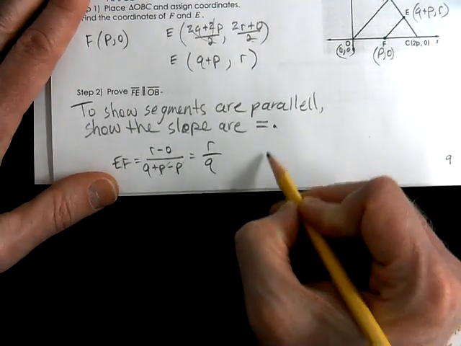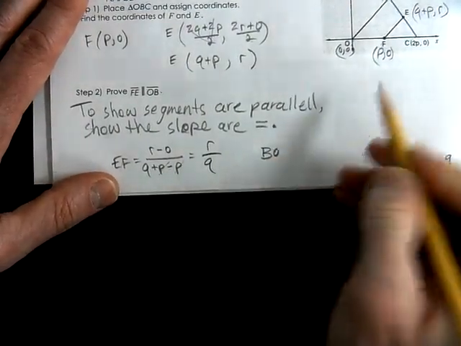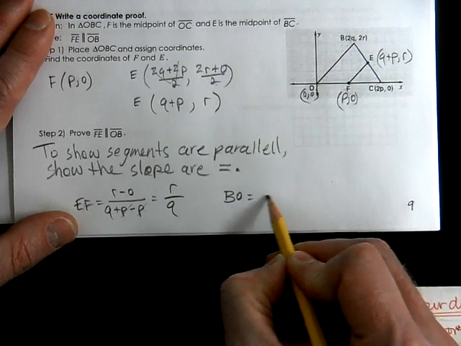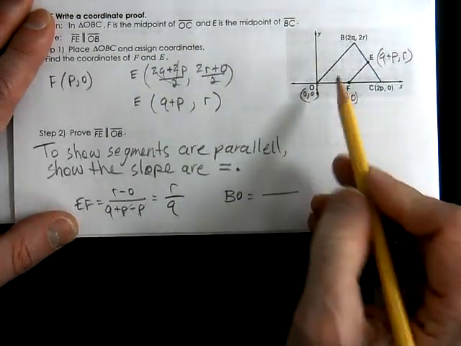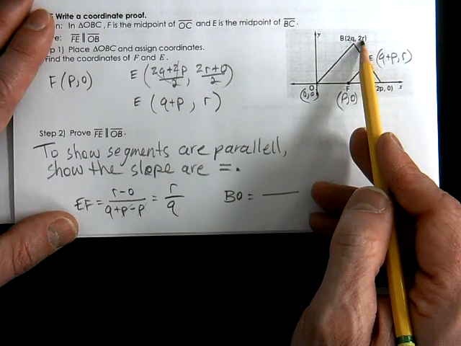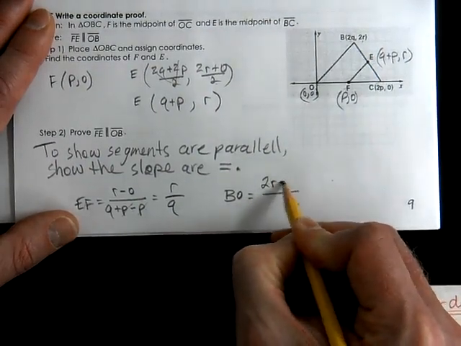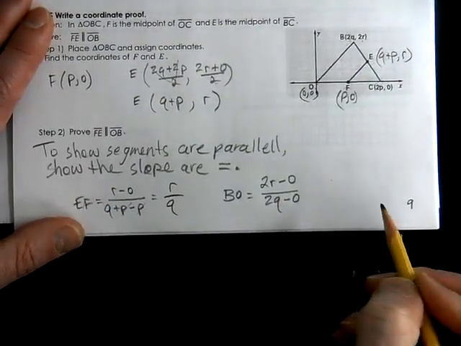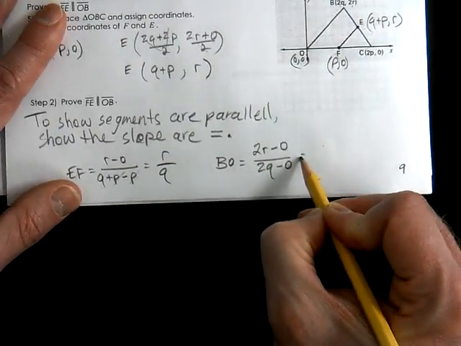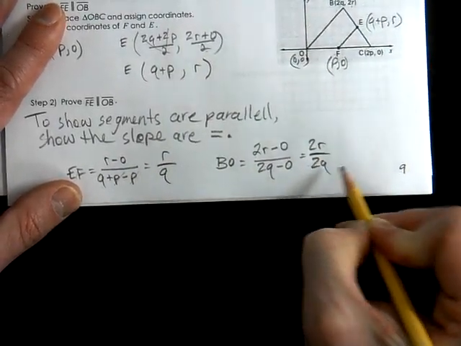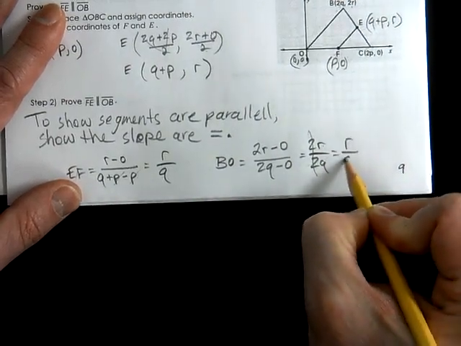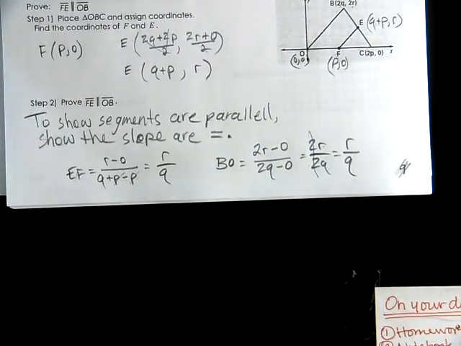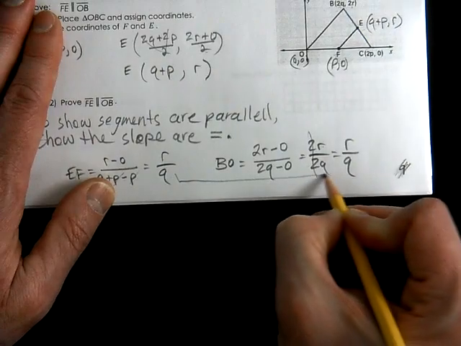And our last one, BO. What is the slope of BO? Take the y value first, so 2r minus 0 over 2q minus 0. The zeros disappear, so you have 2r over 2q, and the 2's cross off. We did it. We showed the slopes were the same.